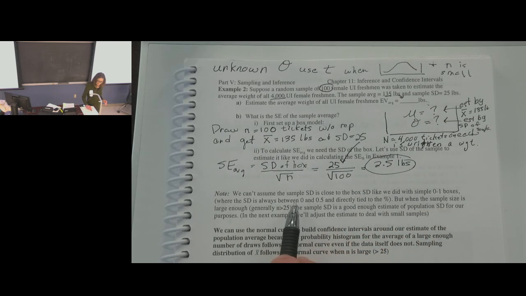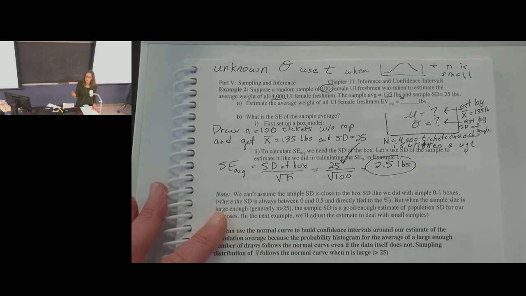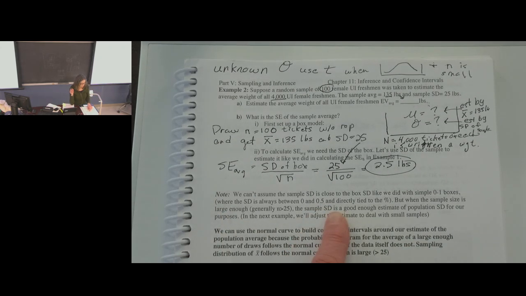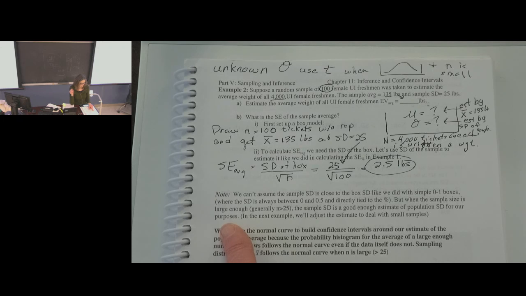So we can't assume the sample SD is close to the box SD like we did with 0, 1 boxes, where the SD is always between 0 and 0.5 and is directly tied to the percent. But when the sample size is large enough, this sample SD is a good enough estimate of the population SD for our purposes.